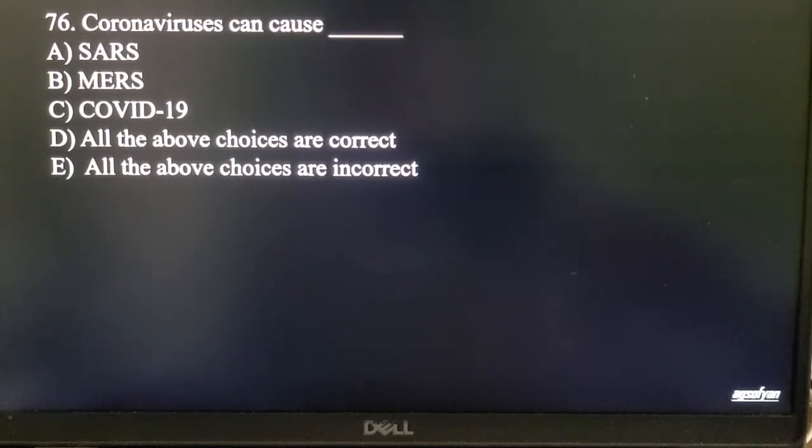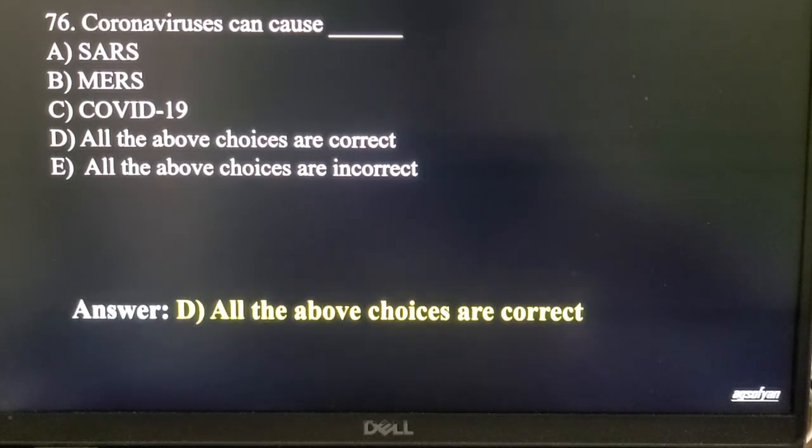76. Coronaviruses can cause SARS, MERS, COVID-19. All the above choices are correct. All the above choices are incorrect. Choose your answer. Yes, it should be D. All the above choices are correct.